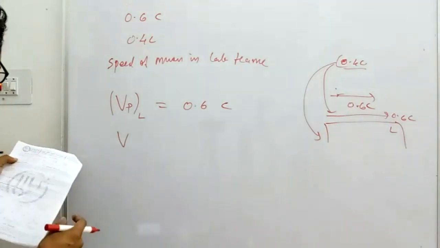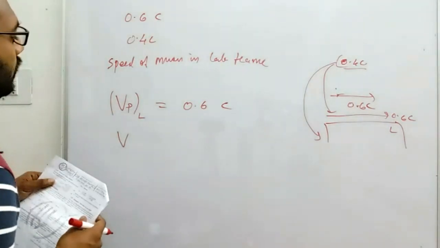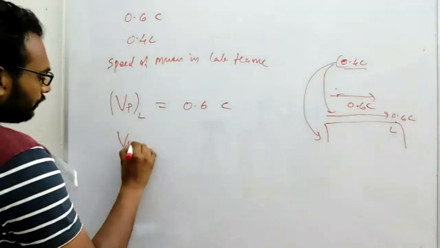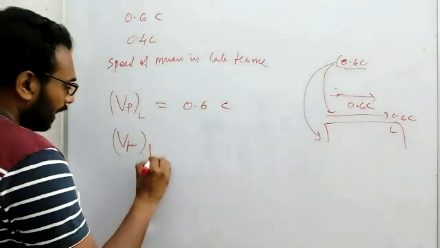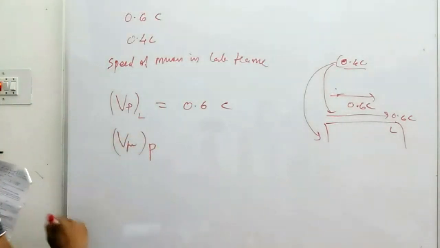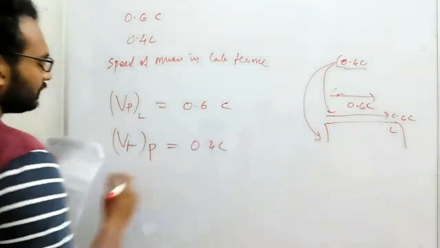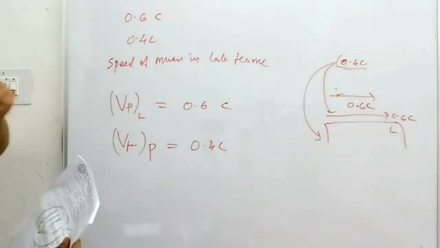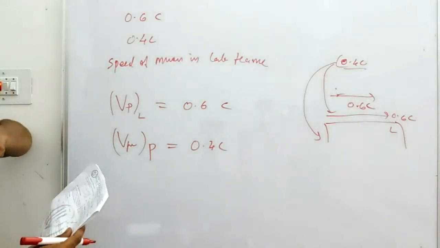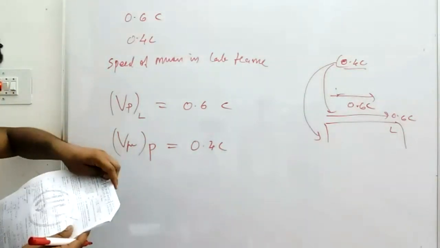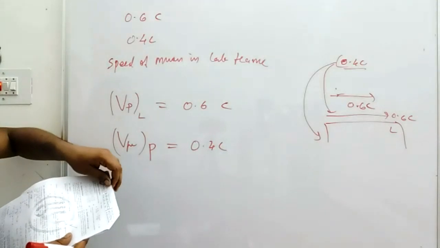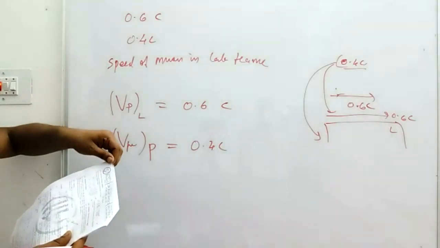So we'll write it like this. The velocity of the muon in the pion frame, we'll write this frame as the pion frame, is equal to 0.4 c with respect to the pion. Now what would be the velocity in the laboratory frame?